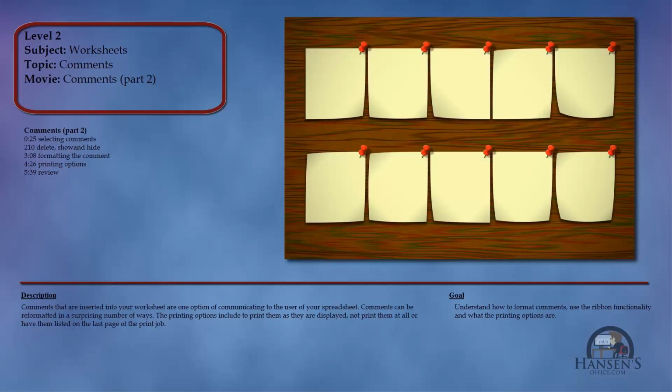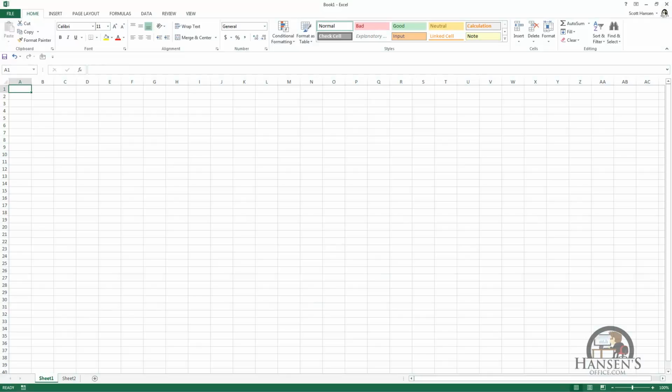So this is the second and last movie on comments, comments part 2. After inserting some comments into a worksheet, we're going to select some comments. We're going to delete, show, and hide the comments by changing the default display behavior. We're going to format the comment, and then we're going to see that we have 3 different print options when it comes to comments. So we're in Excel.